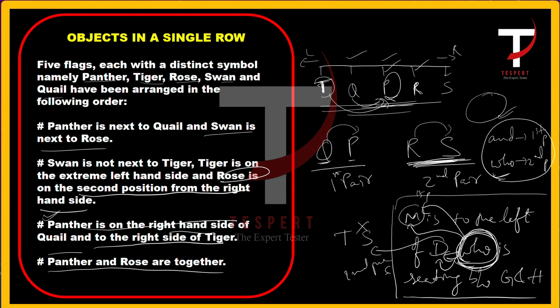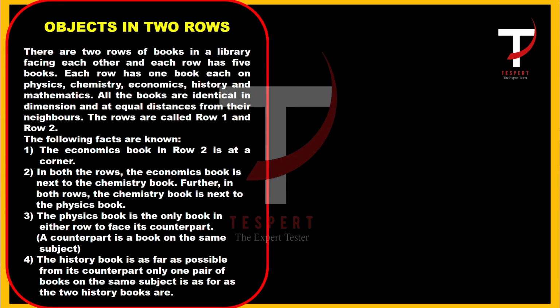So we shall move on to the next slide. Objects in two rows. This is one basic example of objects in two rows. Just pause the video and try to answer this. Hope you solved the set. Let's continue.